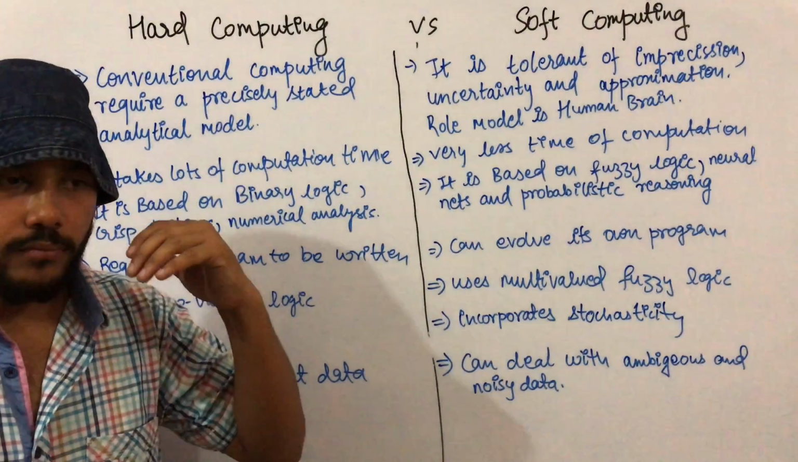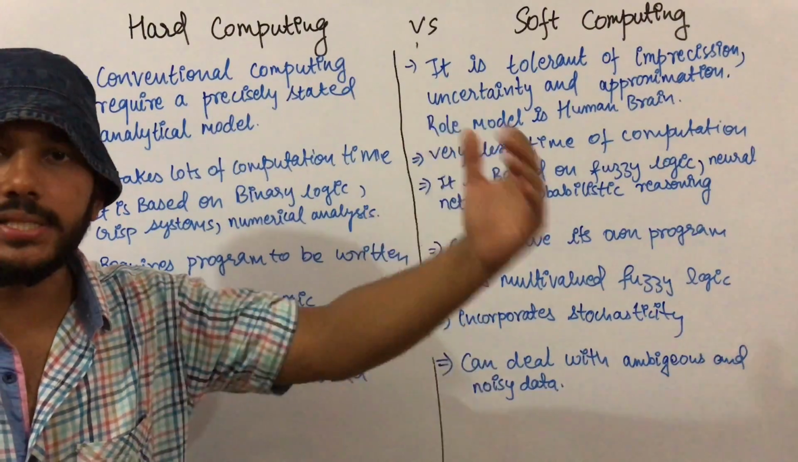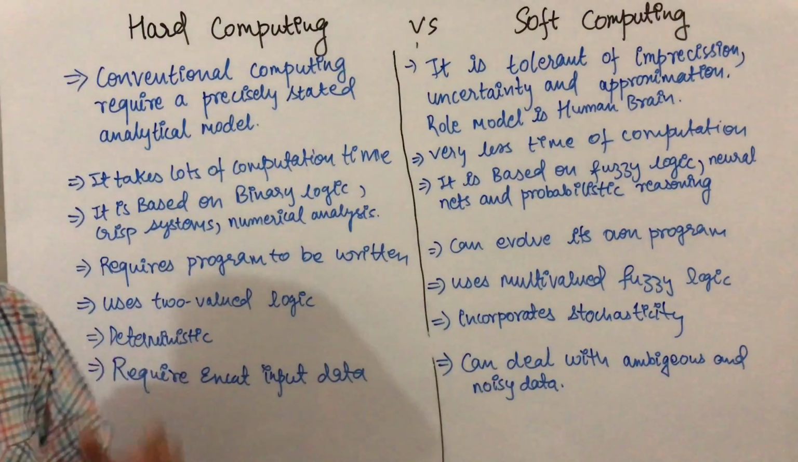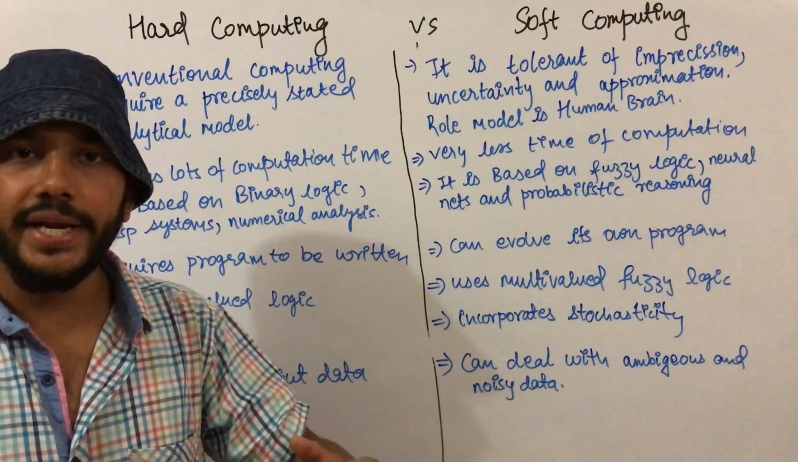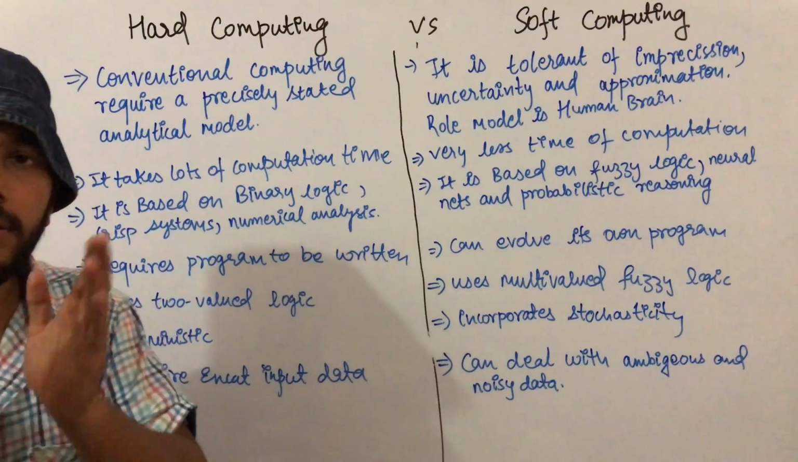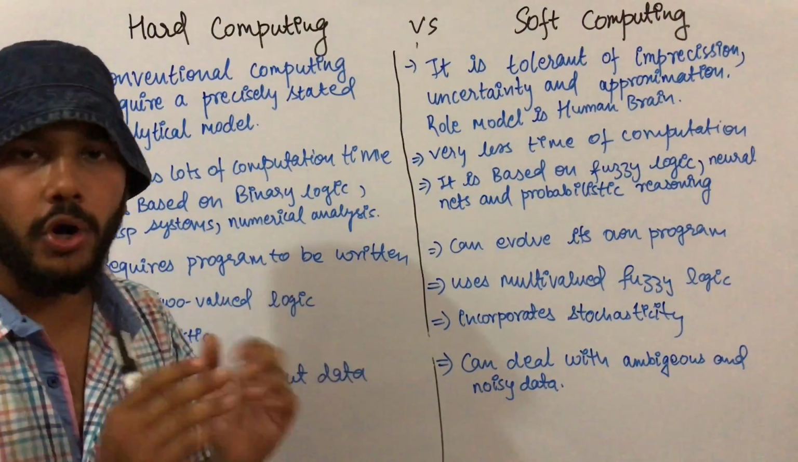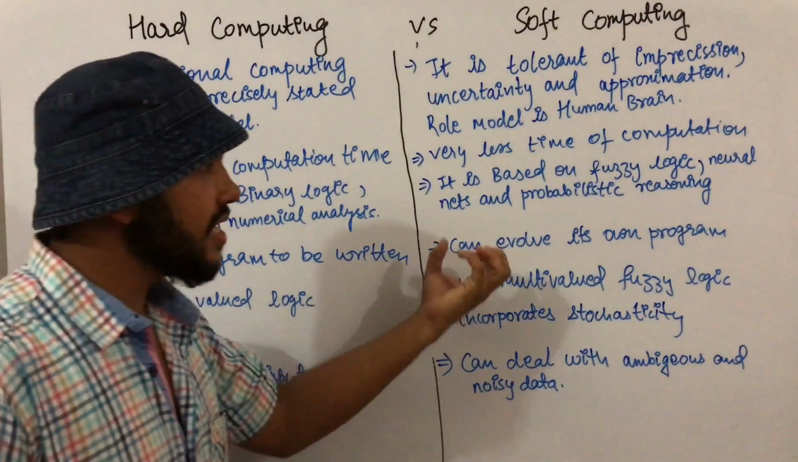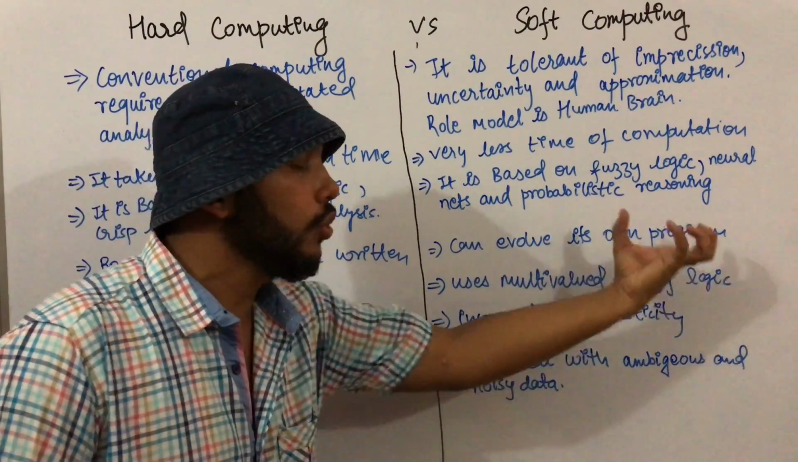Like, who is going to be the Prime Minister next? It is fixed that whichever political party wins a particular set of seats, the Prime Minister will be from that political party. Soft computing uses multi-valued fuzzy logic.